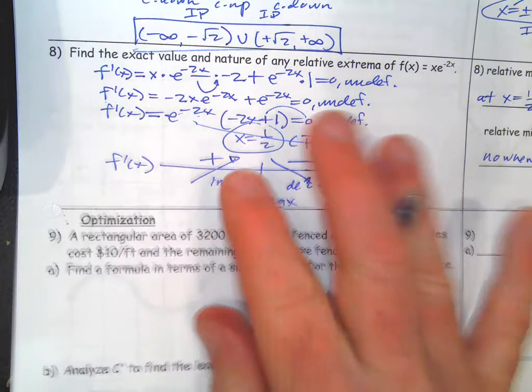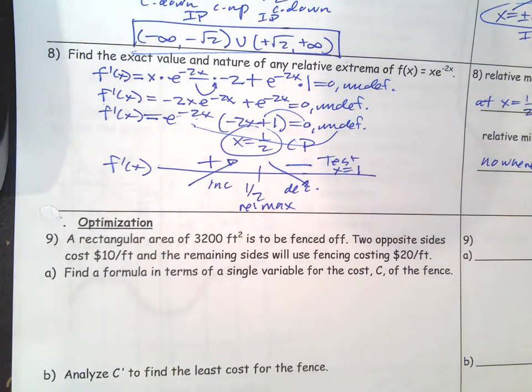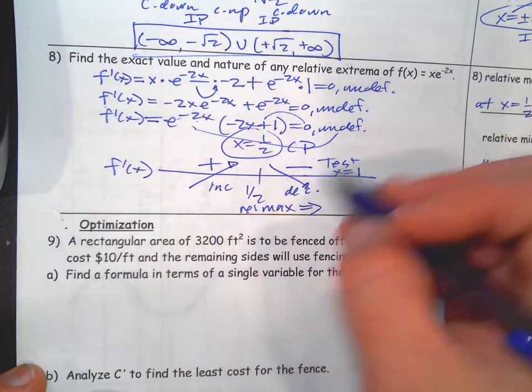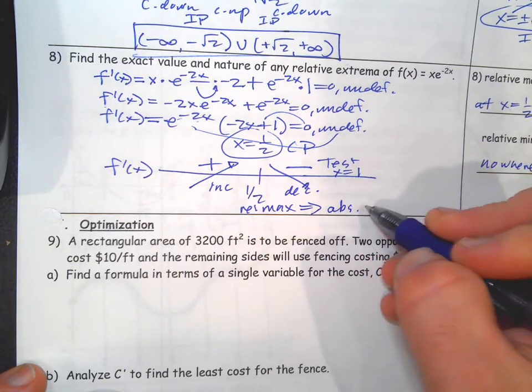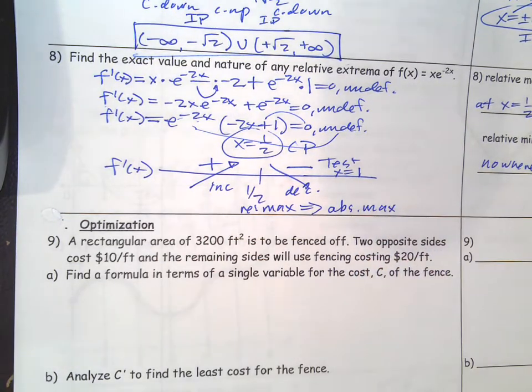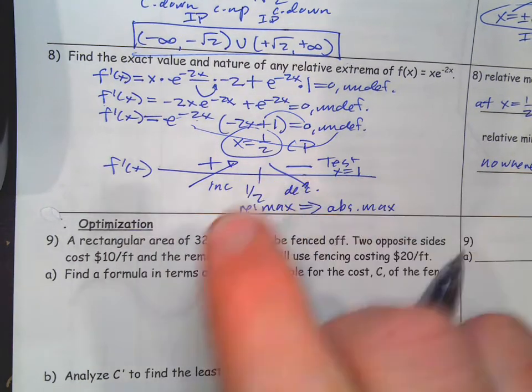Now here's an interesting question. If I asked you for the absolute max, or absolute extreme for this, you could tell me in this very special case that this is an absolute max. Even though we don't have endpoints, we can't do EVT, that would also be the absolute max.